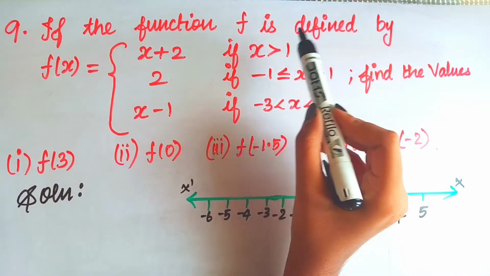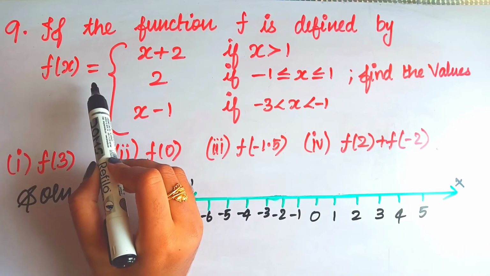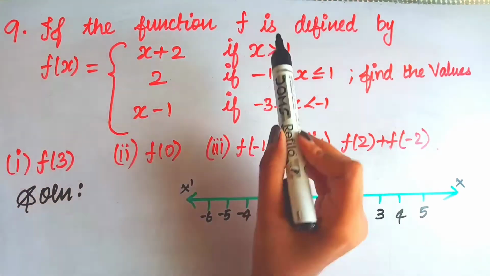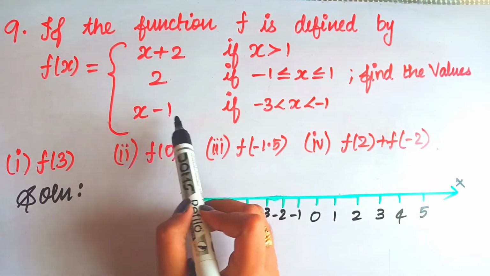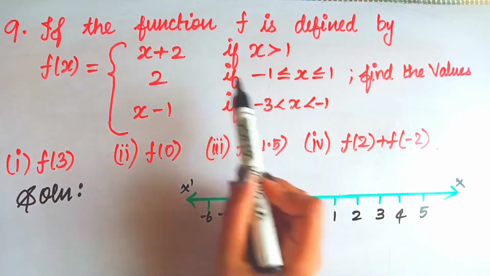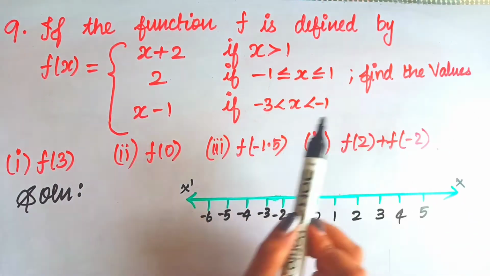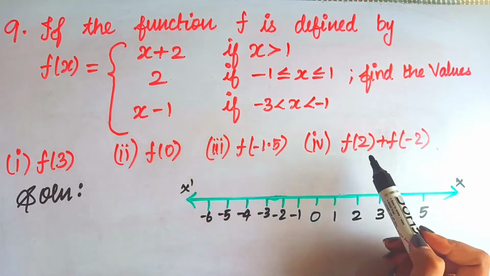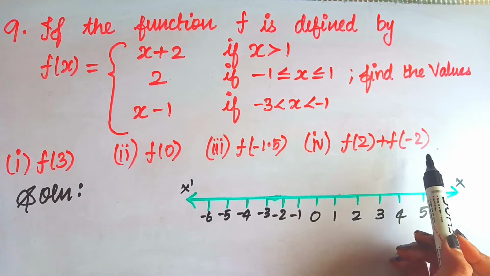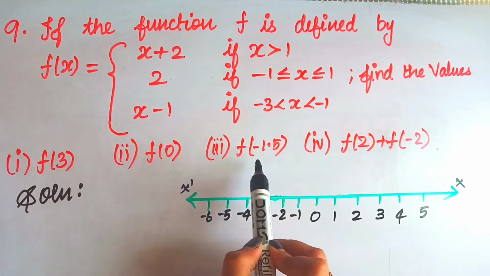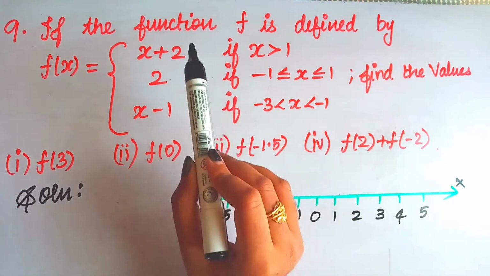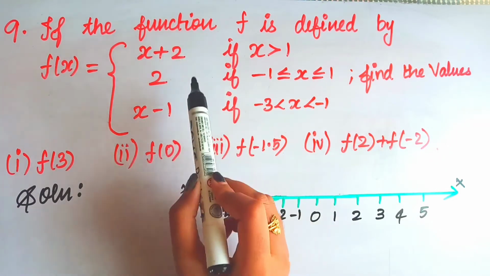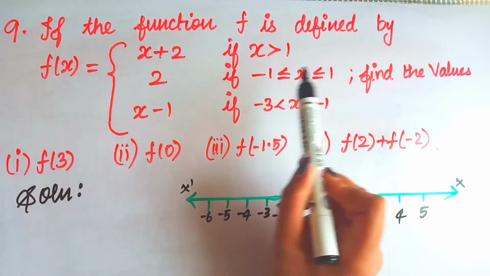If the function f is defined by f of x is equal to x plus 2, and they have given an interval 2x minus 1 and the intervals for these values, find the values f of 3, f of 0, f of minus 1.5 and f of 2 plus f of minus 2. So we have to find the values for these functions, and they have given the function which is defined in three manners with the appropriate intervals.